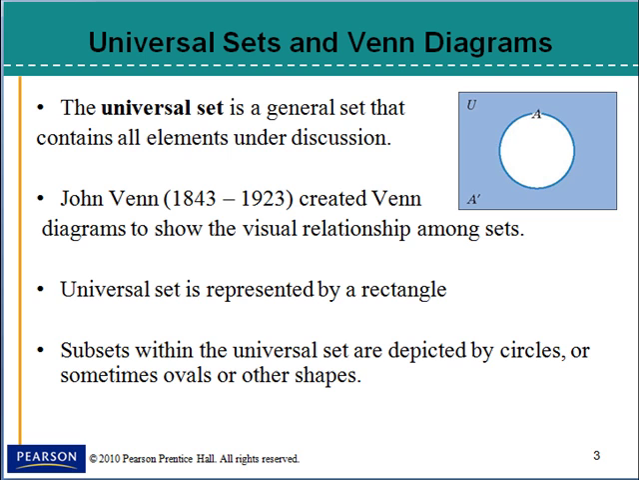So let's look at what is meant by the universal set. The universal set is the set that contains all the elements under discussion, and we use U to stand for the universal set. If you have a subset inside the universal set, we put a circle like A, and everything outside of it is not A. We will talk about that later on.